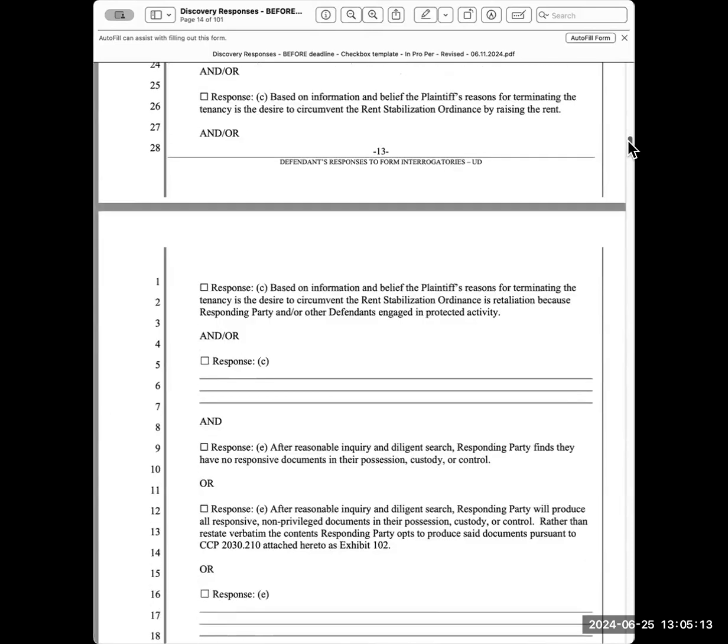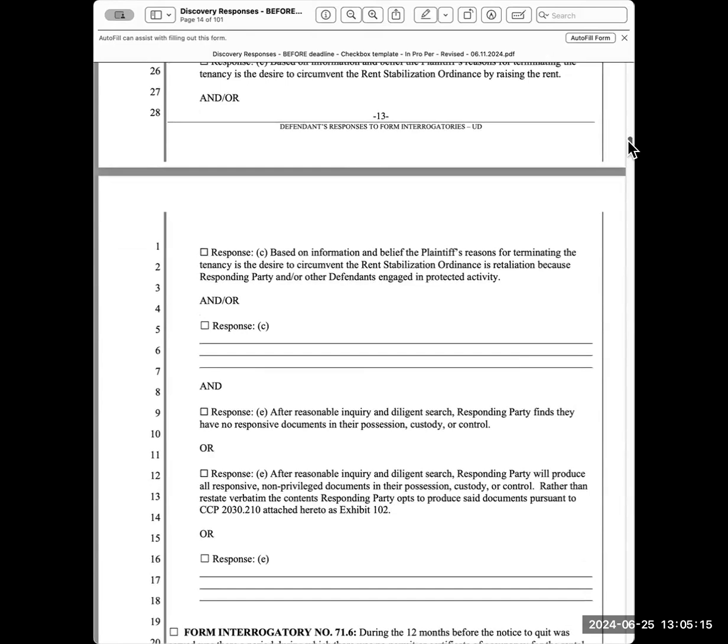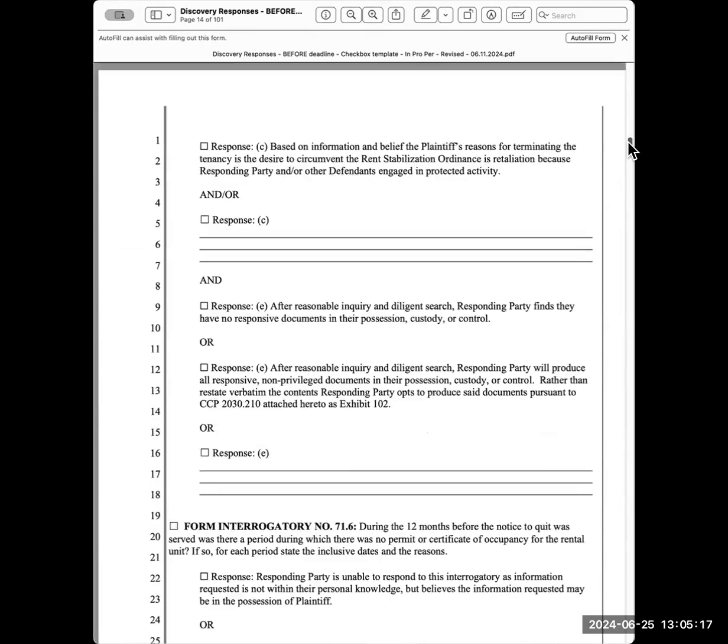And the next part is asking if you have any evidence, tangible evidence, documenting the rent increase. If you don't, you check here. If you do, you check here, and you make sure that you put that evidence in your trial binder in the exhibit section. If neither of these responses apply, you check here and write in your response.